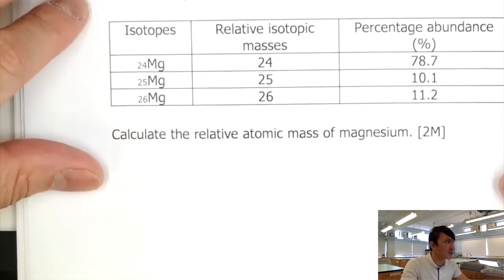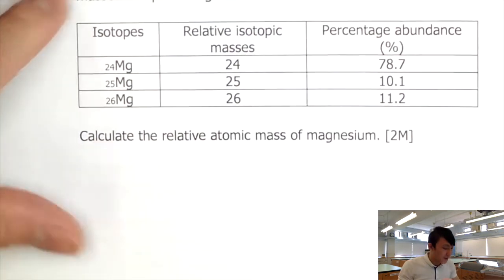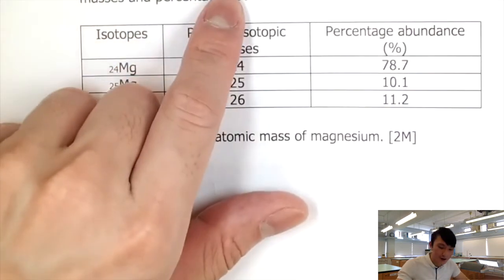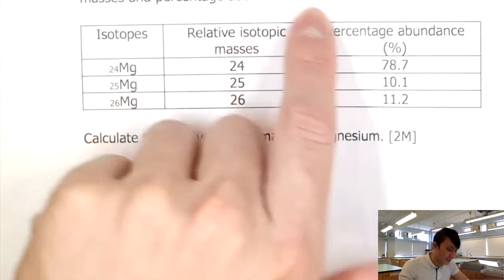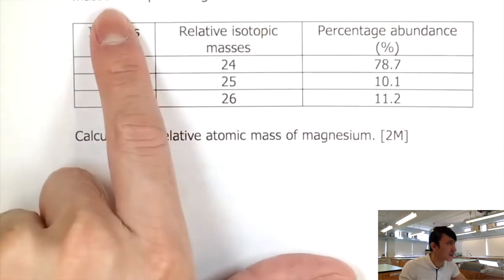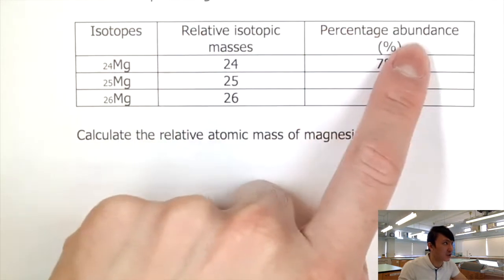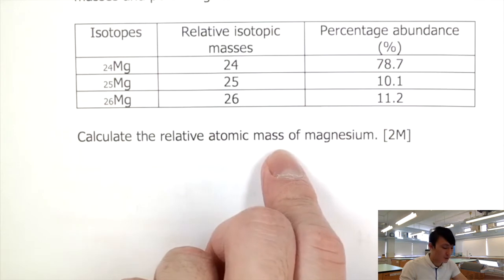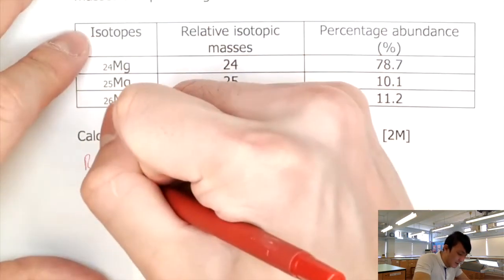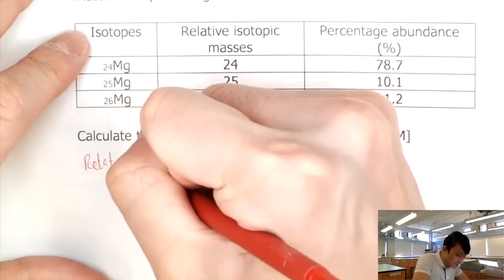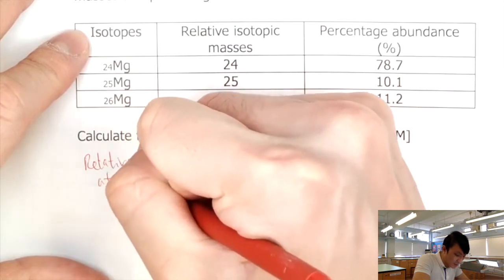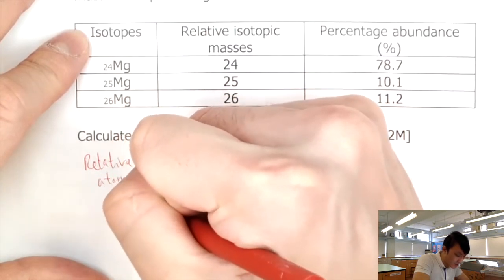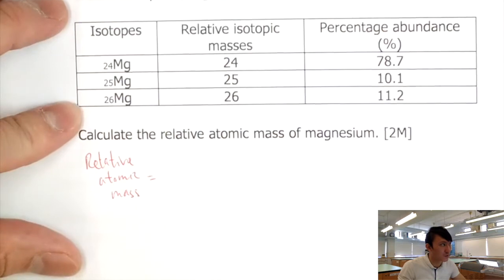So here, the first one, let me do it. Now, it says that magnesium has 3 isotopes that exist in nature, and the relative isotopic masses and the percentage abundance are all shown down here. Calculate the relative atomic mass. So, you know, the relative atomic mass is the weighted average of all 3 isotopes.